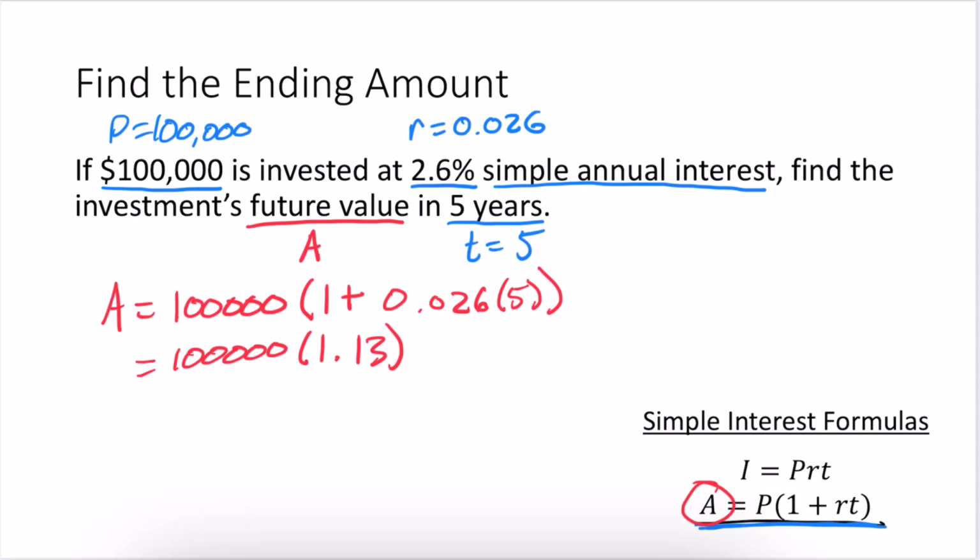And remember, that's just saying if you get 2.6% annual interest every year, if you do that for 5 years, this is basically saying you're getting 13% overall. And then the 1 comes from the fact that you're still keeping 100% of the money that you've already invested. So when I multiply those together, I end up with $113,000 for my future value. And that would be my answer.